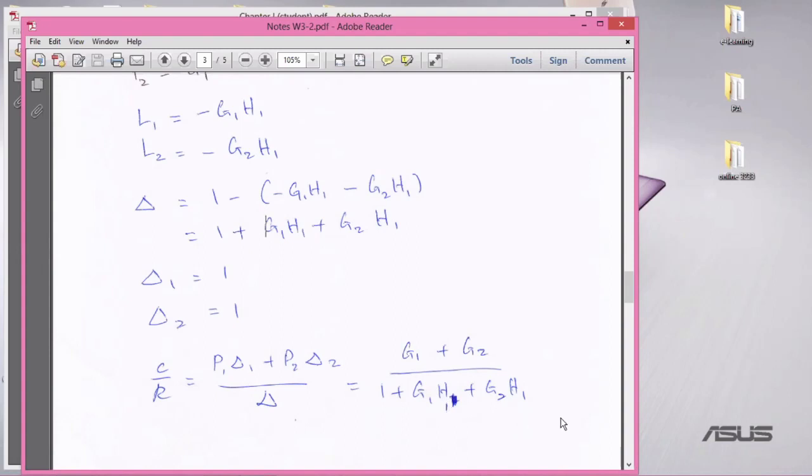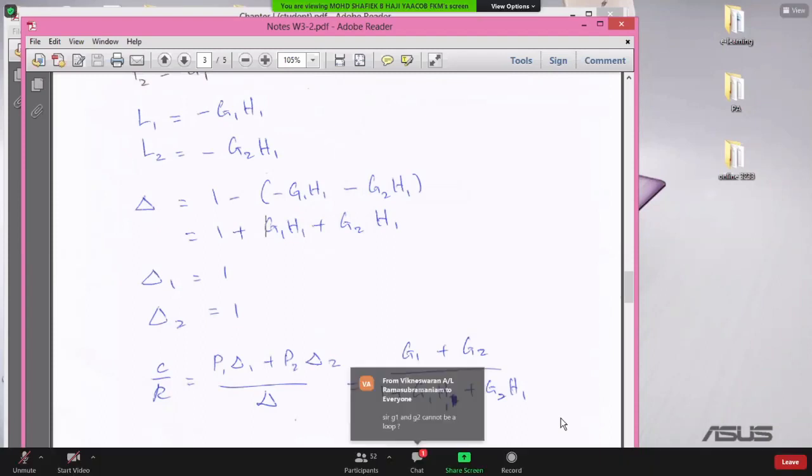I know you have many questions now. You can start asking a question if you have any. We are going to have example after this where the 2 loops are not touching each other, and we are going to have another example where one of the loop does not touch any forward path. So G1 and G2 cannot be a loop.